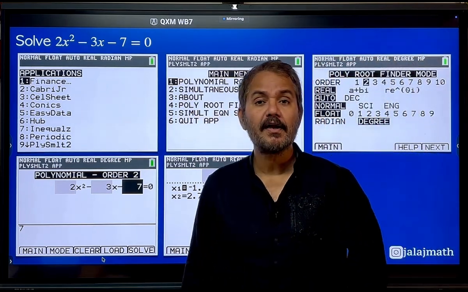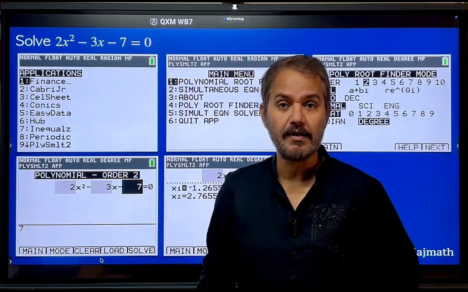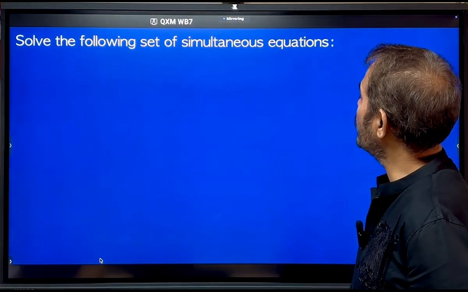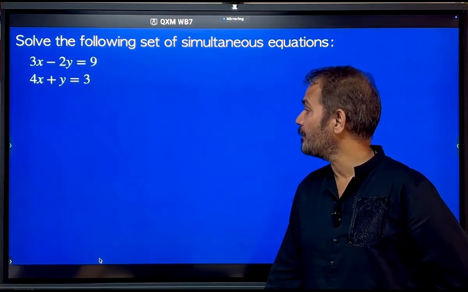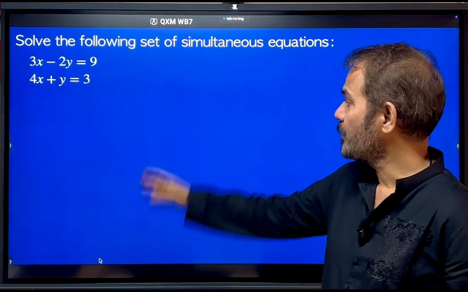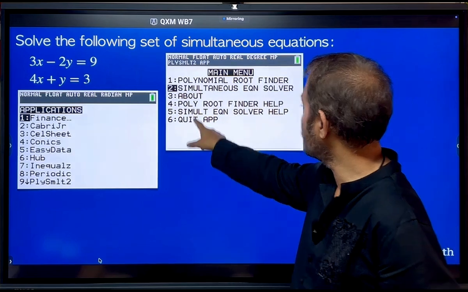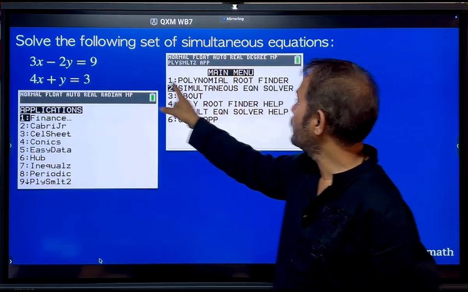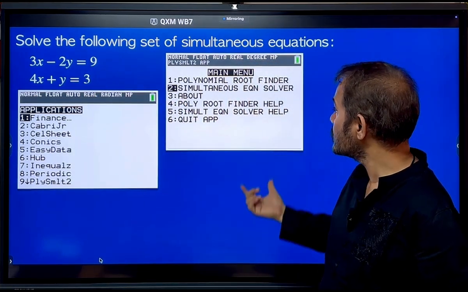Now let's move on and explore further how to solve a set of simultaneous equations. Out here in this example, solve the following set of simultaneous equations. So you have a set of simultaneous equations here. How do we solve it? In a similar way, you go to Apps, then PolySimult. Now this time you will not go to polynomial root finder. Since you have simultaneous equations, you go to the simultaneous equation solver.